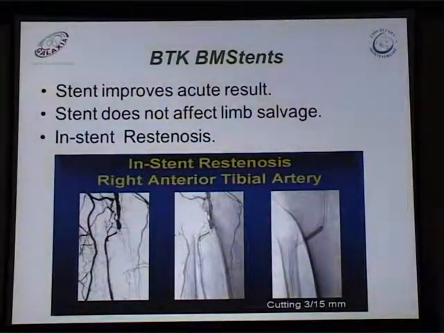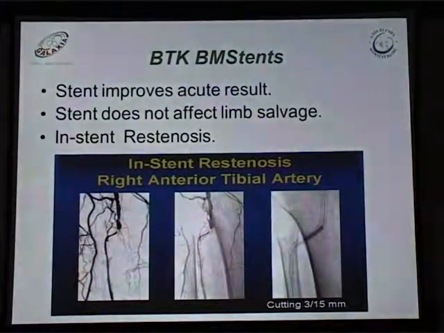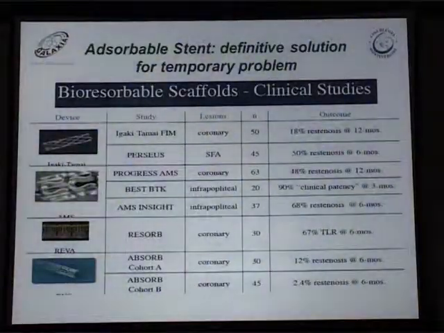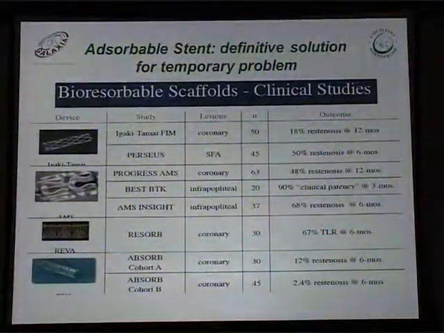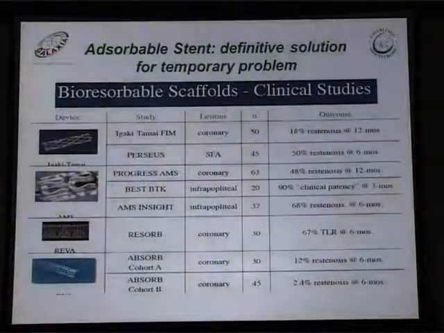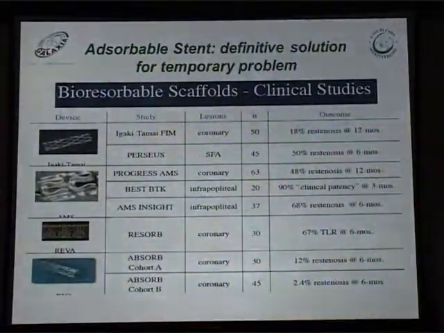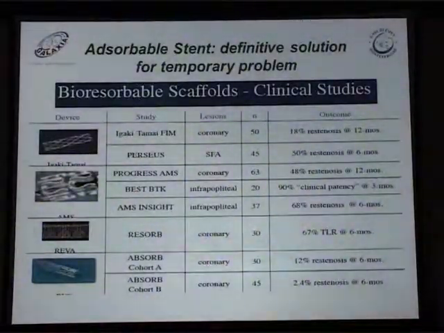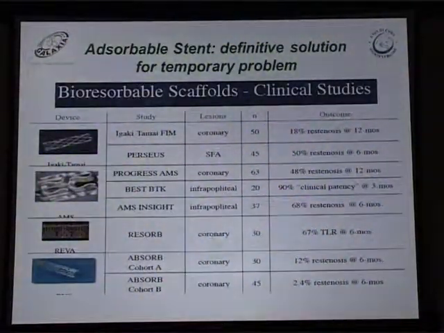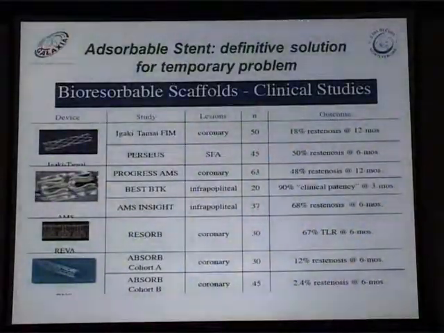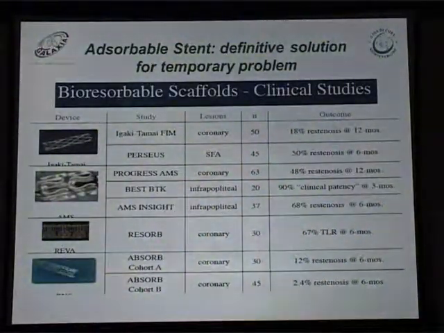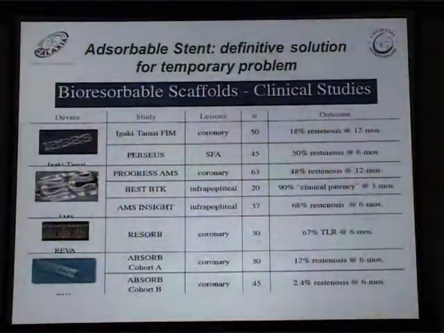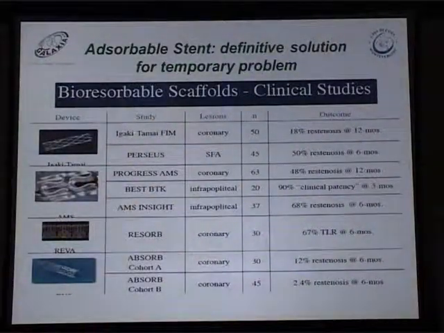So, stent improves acute result, doesn't affect limb salvage, but restenosis remains in the stent. We tried different other stents, like absorbable stents, and most of them were tested in coronary arteries. In infrapopliteal arteries, there are few data, and you see, for example, a high rate of restenosis of nearly 70%, which is comparable with the bare metal stent at 6 months follow-up.